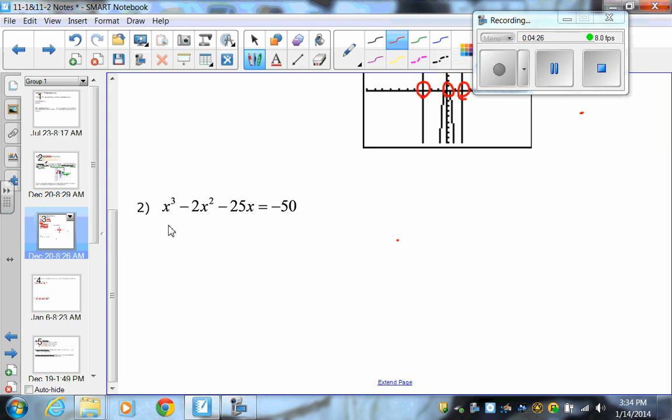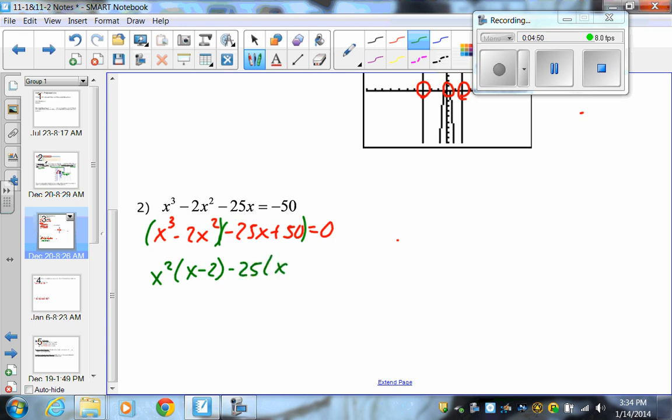Next example, first have to have it equal to 0. And then I'm going to factor by grouping on this one because there's 4 terms. So I'm going to group the first 2 and group the last 2. Common factor here is x squared. That leaves me with x minus 2. Common factor here is negative 25. That leaves me with x minus 2.